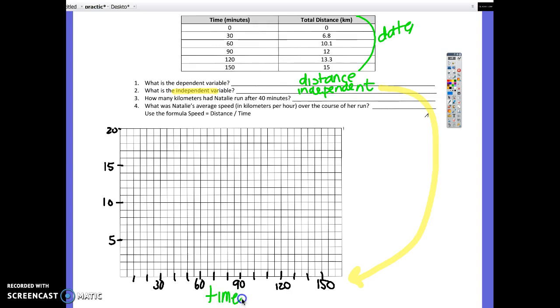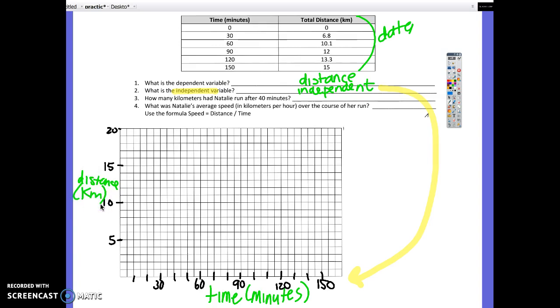So I'm going to label this time, and in parentheses, minutes. Just a reminder that if you forget to put your units, they will not give you credit. They will assume it's the same as if you didn't label it at all. So time in minutes, and then that would make this over here her distance. And again, you would need to include the units of kilometers.